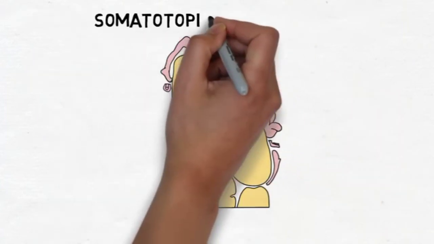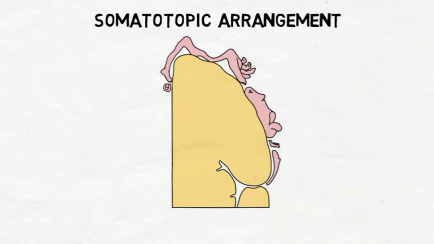Each of the four areas of the primary somatosensory cortex is arranged such that a particular location in that area receives information from a particular part of the body. This arrangement is referred to as somatotopic, and the full body is represented in this way in each of the four regions of the somatosensory cortex. More sensitive areas of the body take up a disproportionate amount of space in this somatotopic arrangement.